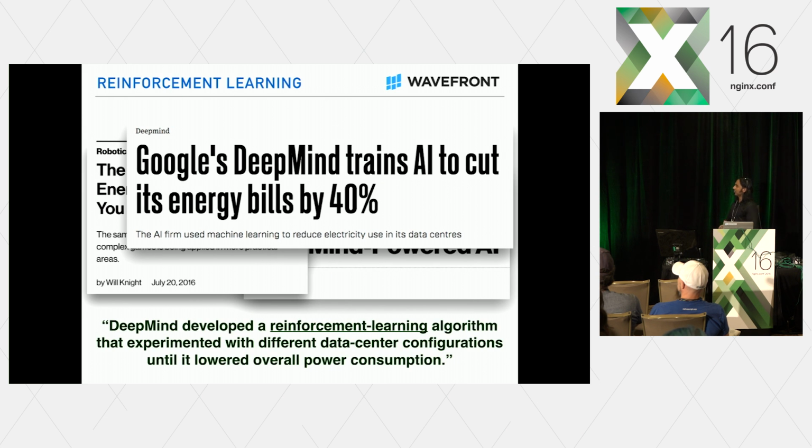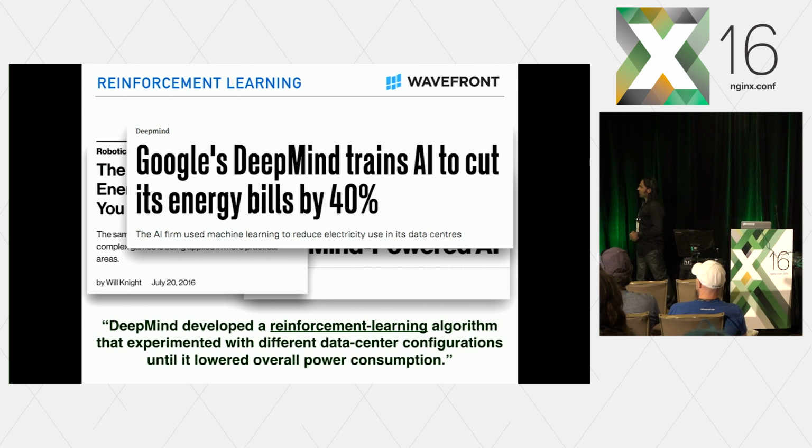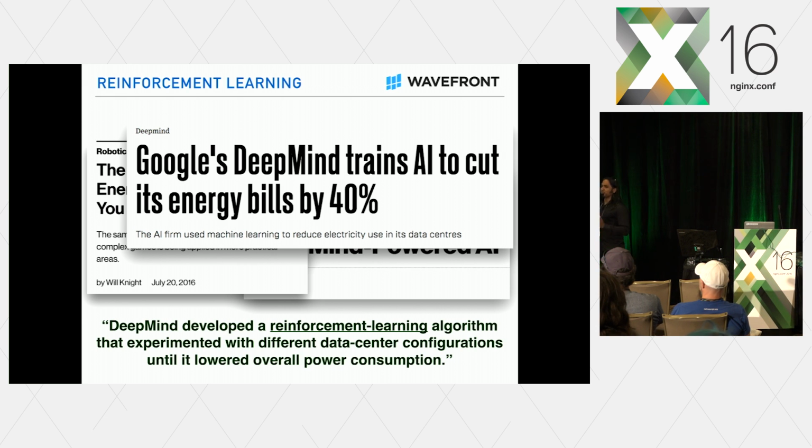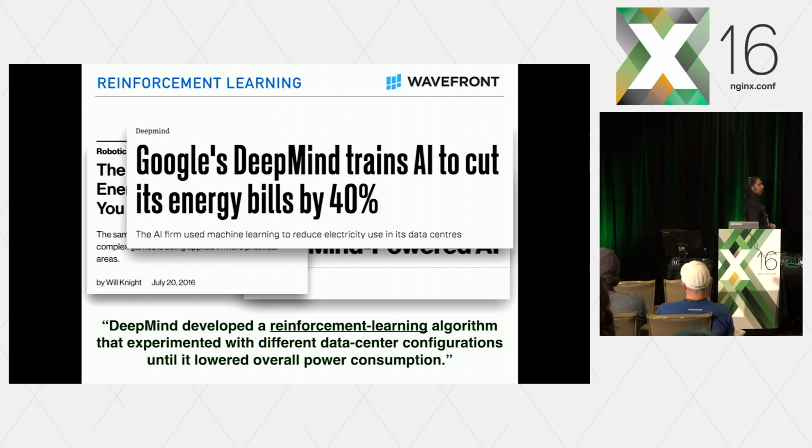The last trend is probably the most interesting. So you probably read this about a month and a half ago. Google used DeepMind, their deep learning subsidiary, to actually cut their data center cost by 40%, right? Huge, huge financial savings at the scale of Google, right? Now, what's cool is not that they use machine learning. What's cool is the kind of machine learning they used.